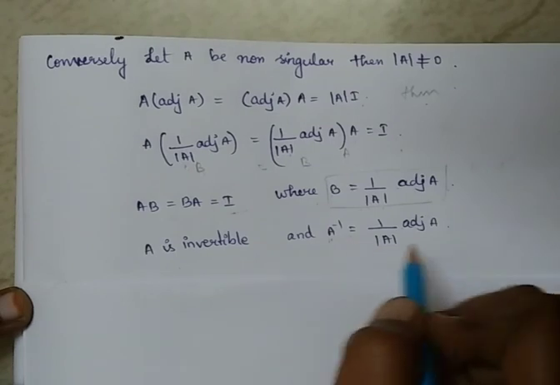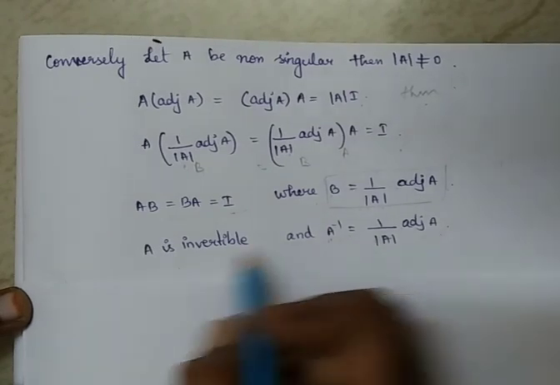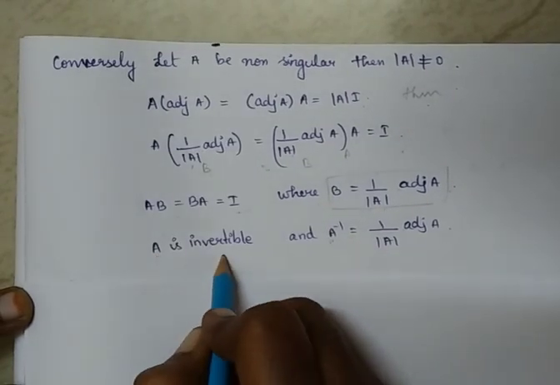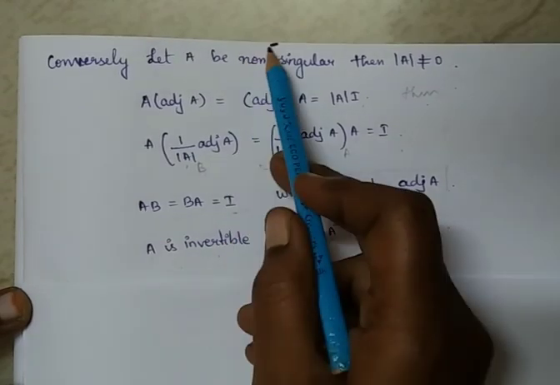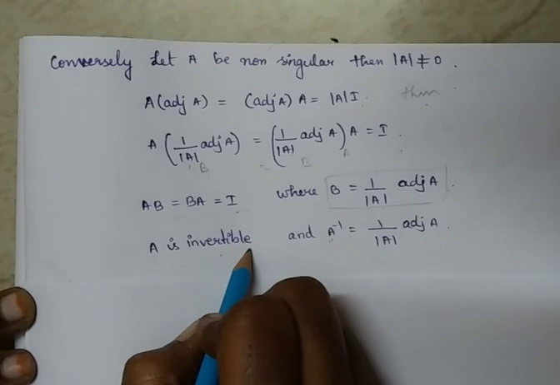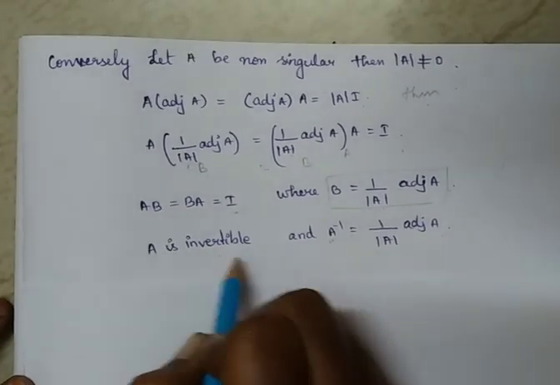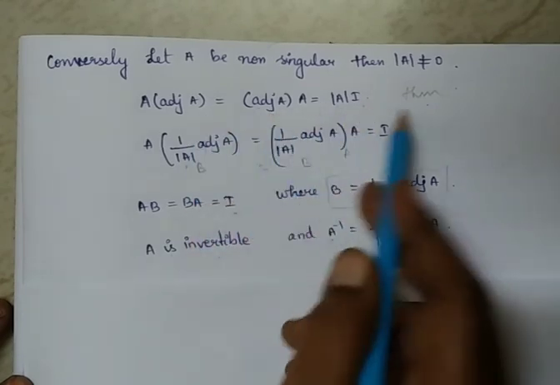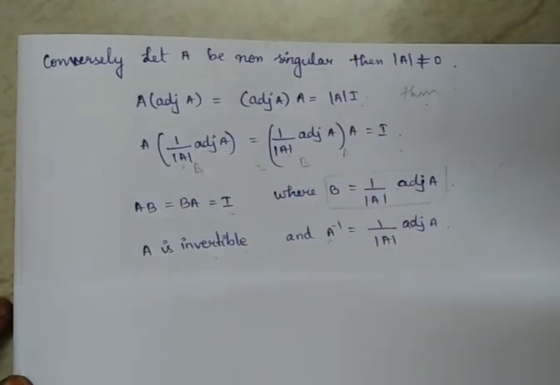So A inverse exists here. Therefore I can say that my A is invertible. So taking that it is non-singular, we proved that it is invertible. So a square matrix A is invertible if and only if A is a non-singular matrix. Hence it is proved.